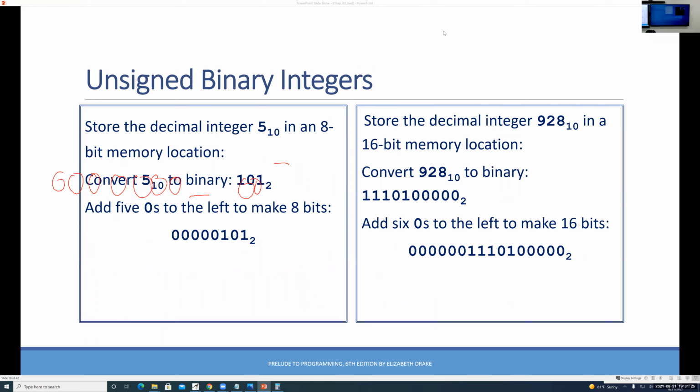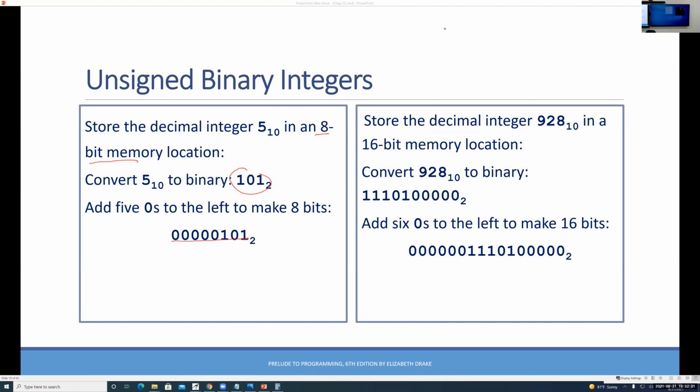When working with unsigned numbers, it's very simple. Now think about this: if you want to store the decimal integer 5 in an 8-bit memory location, convert it to binary. You only have 3 bits right now, so to make it up to 8 bits, you have to insert five 0s on the left. That's why it looks like this.